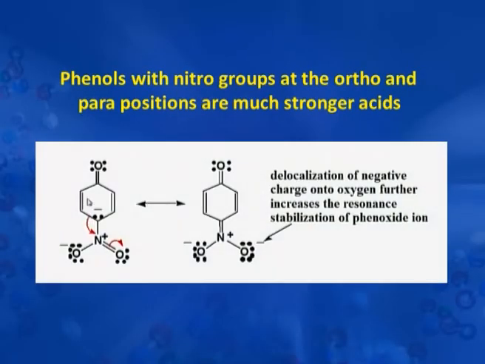This you can see in this particular resonance structure. The negative charge is present at this carbon, and this can be delocalized with the nitrogen-oxygen bond of the nitro group. As a result, the delocalization of negative charge onto oxygen further increases the resonance stabilization of the phenoxide ion, and that results in an increase in the acidic character of nitrophenols.